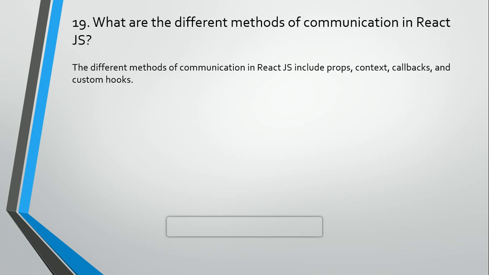So question number 19, what are the different methods of communication in reactjs? Being a React developer, you should know all these communication methods. The different methods of communication in reactjs include props, context, callback, and custom hooks. You can dive into detail by watching a separate video on props, context, callback, and custom hooks. Some of the questions are discussed later in the video.